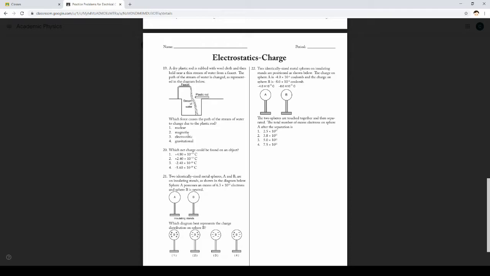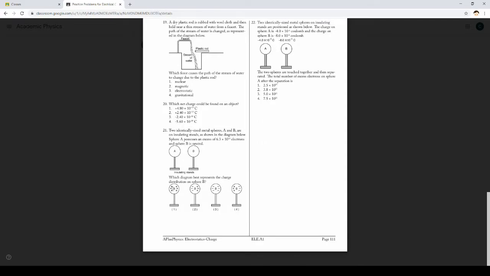Number 20. Which net charge could be found on an object? Again, dealing with Q equals Ne, these are the different Q's we have. N has to be a whole number integer. It cannot be a fraction of an electron. 4.8 times 10 to the negative 19th is the correct answer because that is 3 electrons, or actually a deficit of 3 electrons because it's positive.